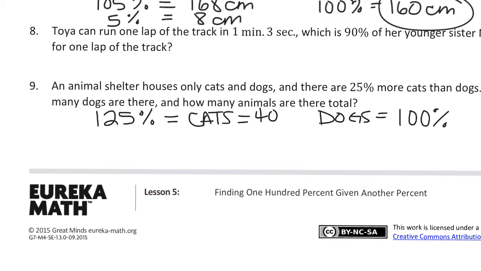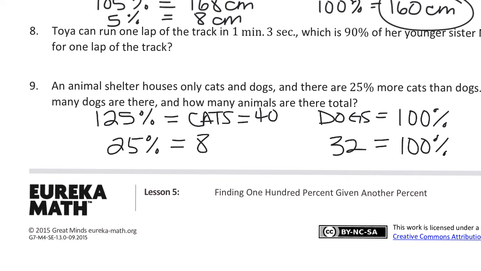Okay, so if I take that, I know that 25 goes into both 125 and into 100. So if I figure out what 25% is, 125 divided by 5 is 25. So 40 divided by 5 is 8. So if I want to know the number of dogs, 100% of the dogs, 25 times 4 is 100. So 8 times 4, there are 32 dogs.